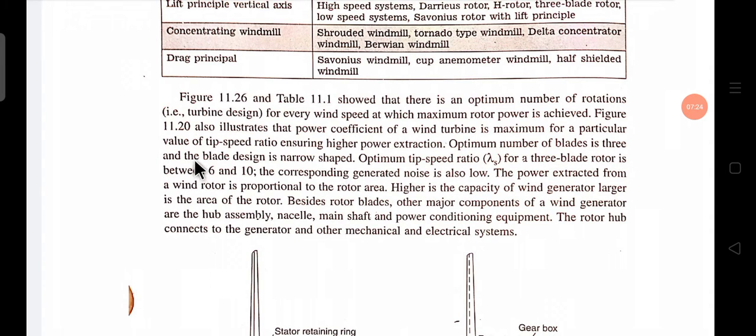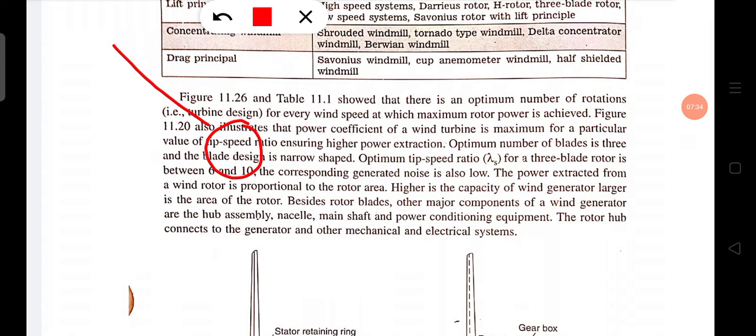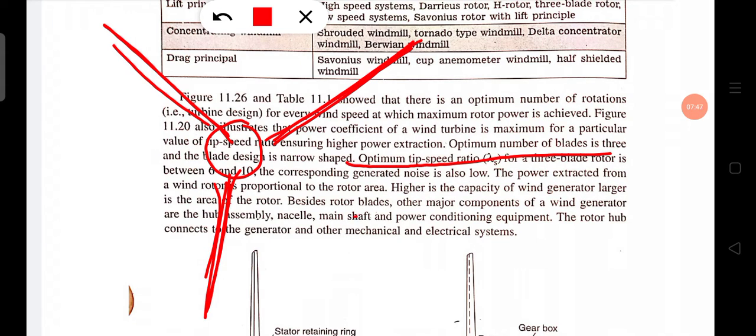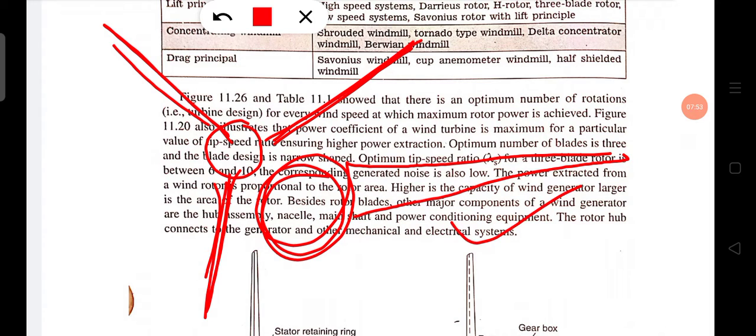The blade design is narrow shaped. You see in wind turbines there are three blades. Nowadays three blades are used, and the blade shape is very long. The blade length is very long, and the blade is narrower at the tip. This is the efficient blade design.